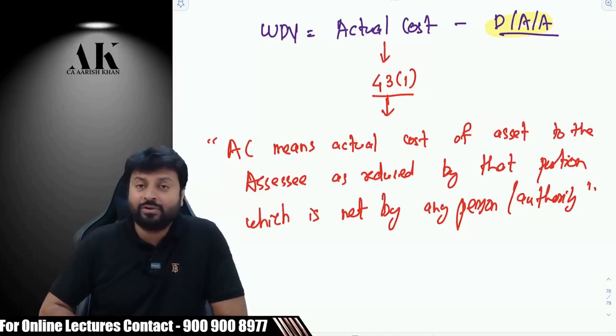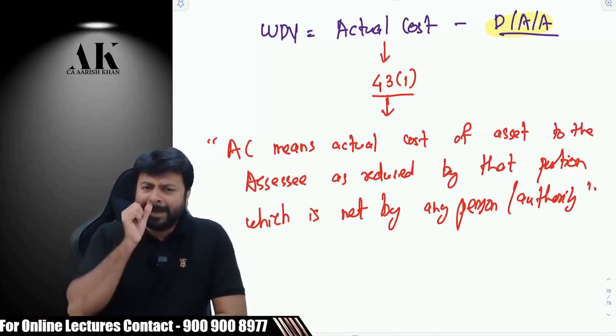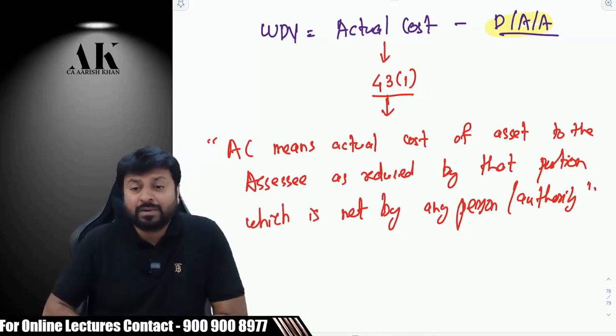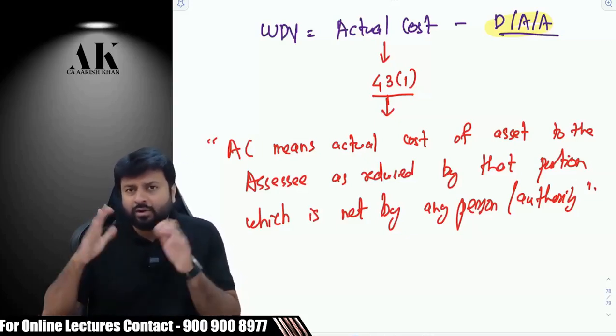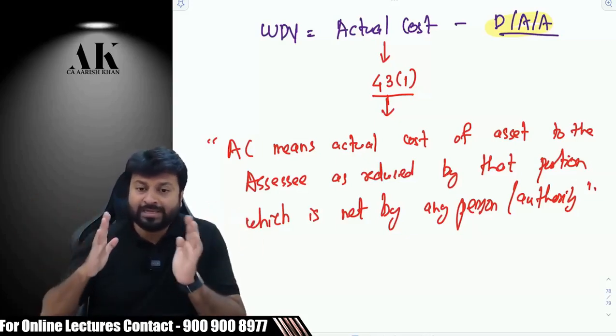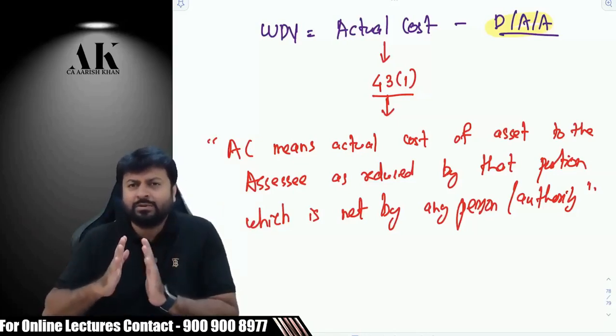Now, they are absolutely correct at their end. They could have easily used the words actual cost means price of the asset, but they are reluctant to use that word. They are using the cost of the asset. Why? The word cost is very wide as compared to the word price. The price is a narrower term, cost is a wider term.